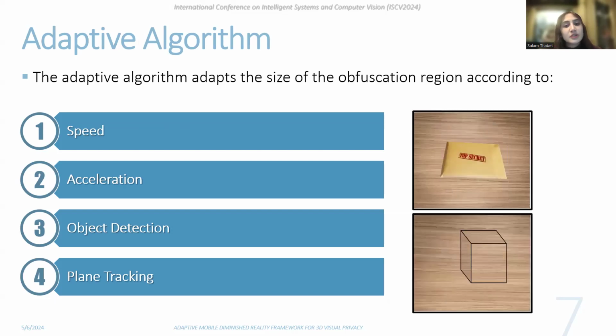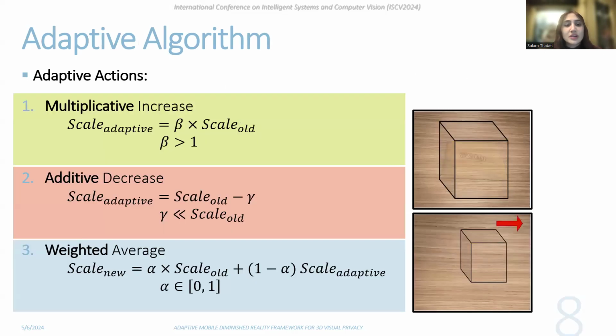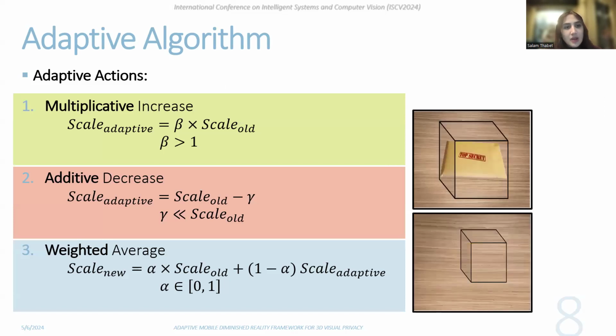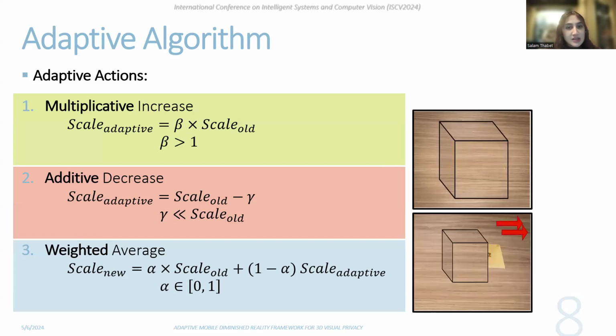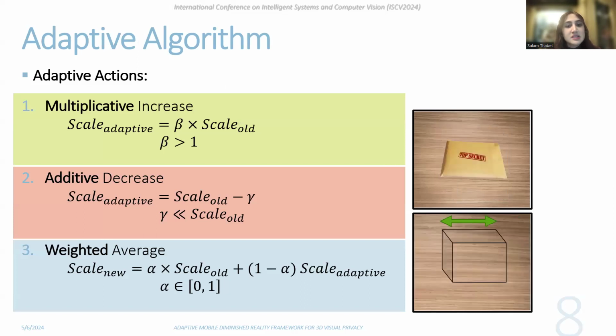If none of the monitored parameters sense a privacy failure, the area of obfuscation is gradually reverted to its original size. As for the output action of the adaptive algorithm, it's one of the following. So it's either multiplicative increase or additive decrease, followed by a weighted average. For the multiplicative increase, the area of the obfuscation is increased by increasing the scale of the placed virtual object that covers the private object.